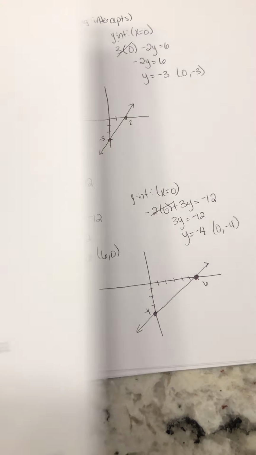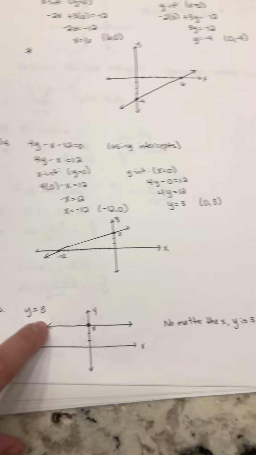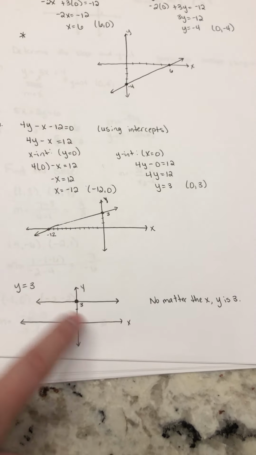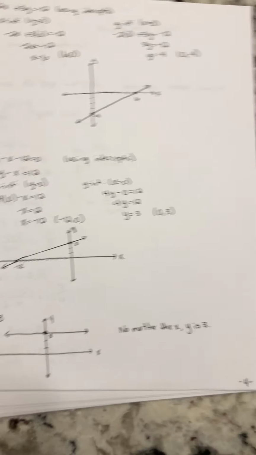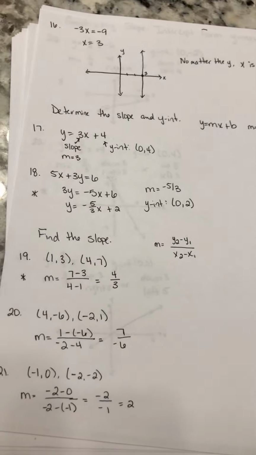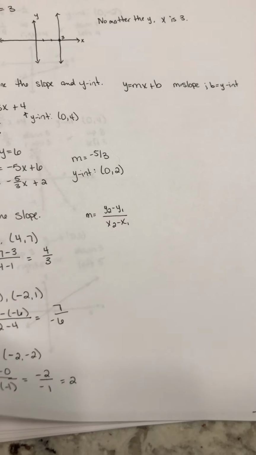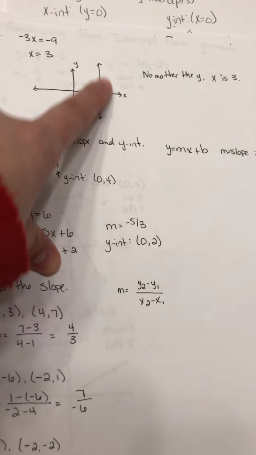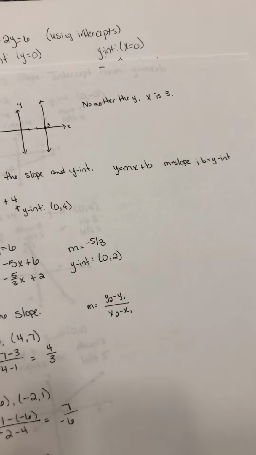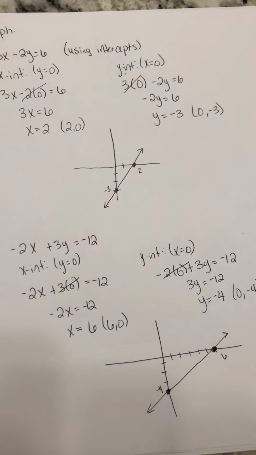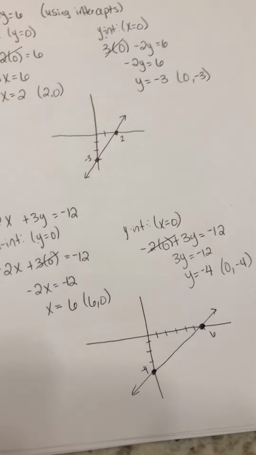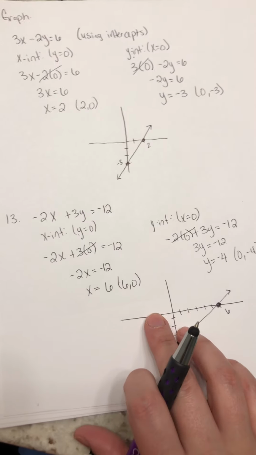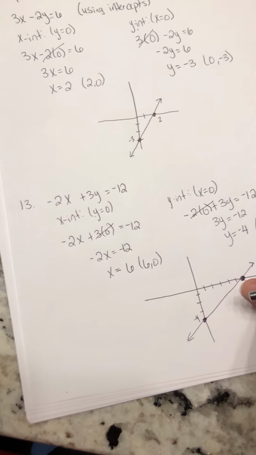And then I didn't do this, but just to mention, I didn't star these, but if you have y equals a number, that's always a horizontal line, because it doesn't matter what x is, y has to be 3. And then if you have x equals a number, like this one, it means no matter what y is, x always has to be 3, so that gives you a vertical line. Sometimes people get it mixed up because x is the horizontal axis, so when you see x equals something, you think horizontal, but that's a vertical line, and y equals is the horizontal line.